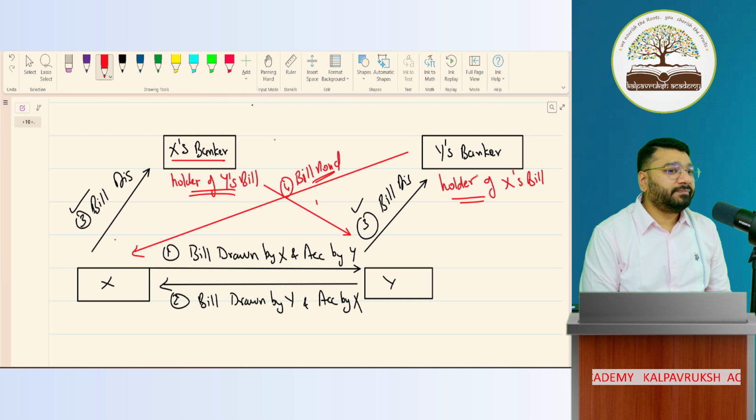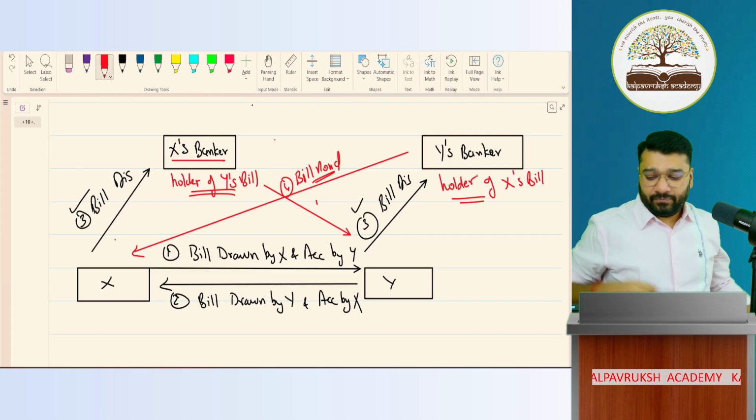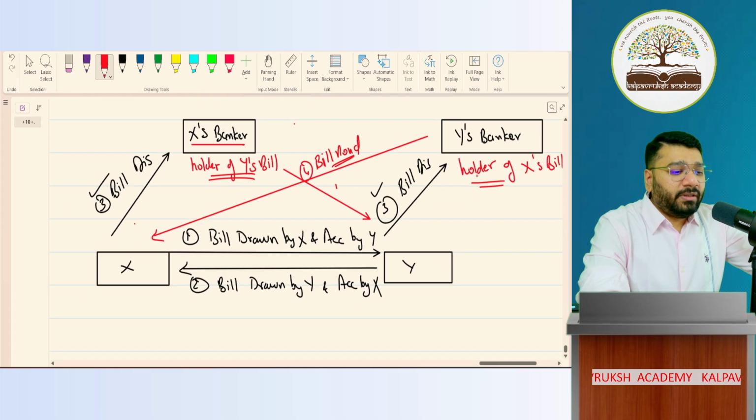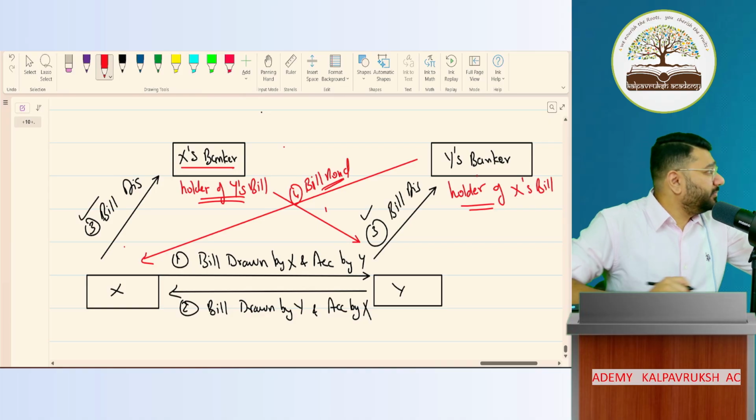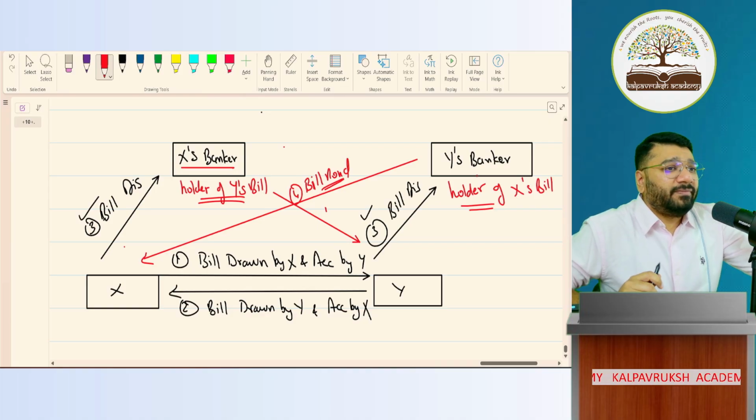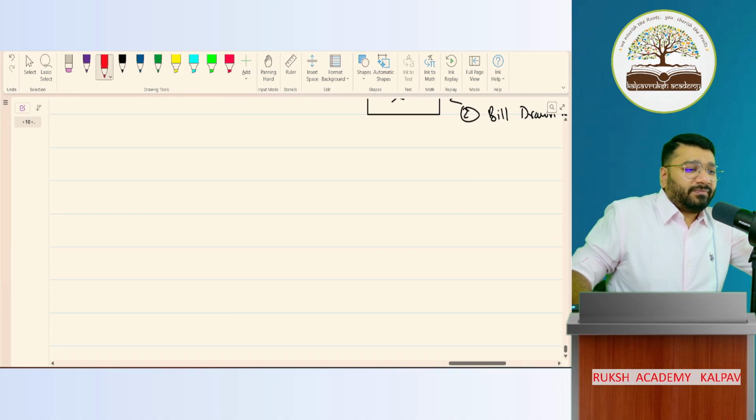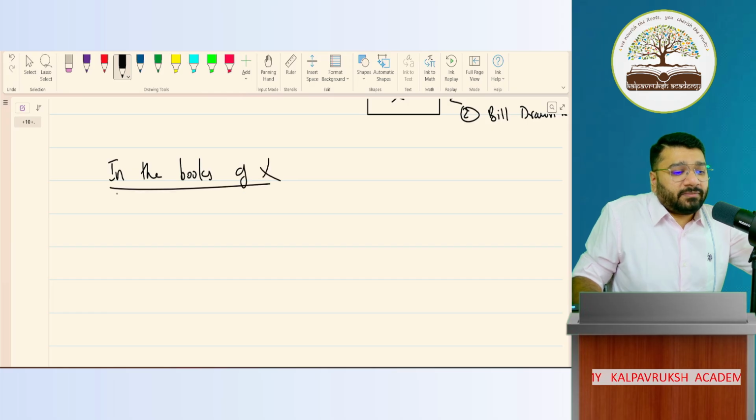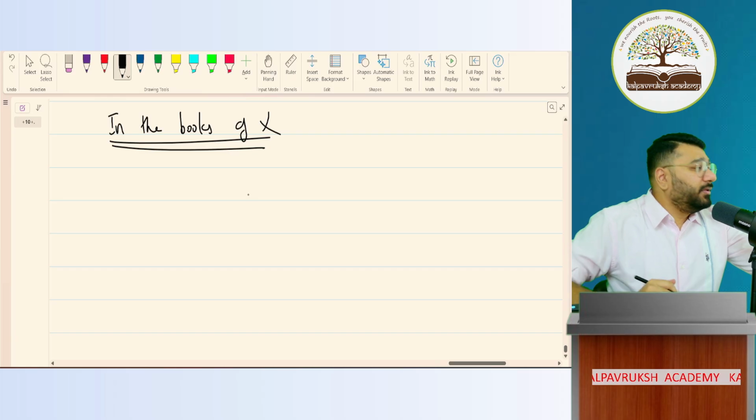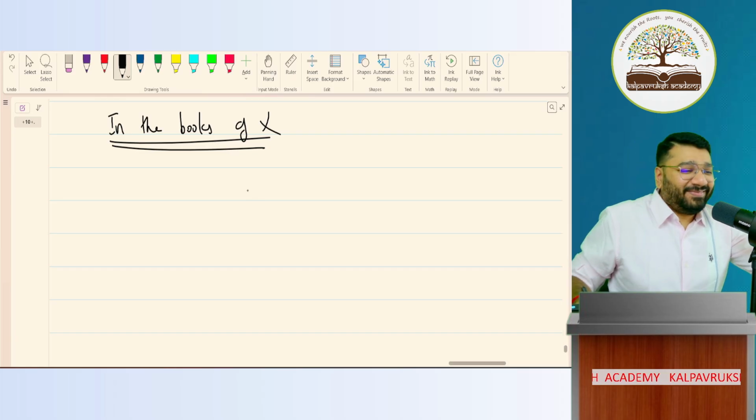Over. Now, in the books of X, take a photo, no? Done, no? Okay. In the books of X, whom you want to forget, they're getting remembered every day.